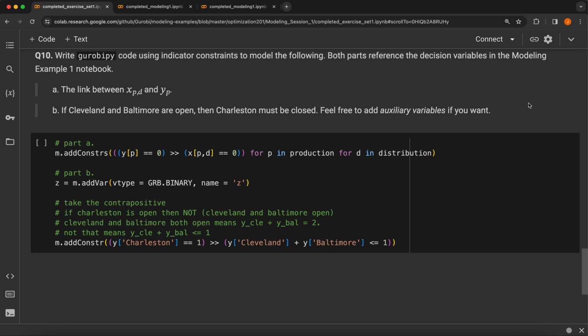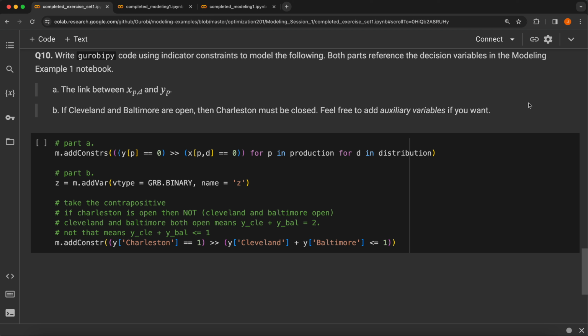One way would be to take that statement and take the contrapositive of it. You can see there's a lot of nice logic happening here, a lot of translating between if-thens and ors, and a lot of contrapositives. If we take the contrapositive, we negate both clauses, the if part and the then part, and then switch them over. So if Charleston is open, because that's the opposite of Charleston being closed, then it's not the case that both Cleveland and Baltimore are open.